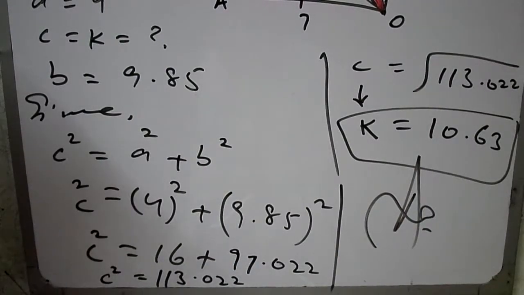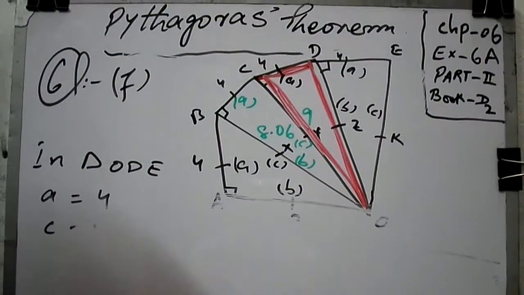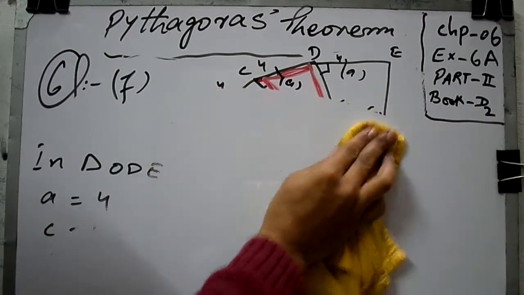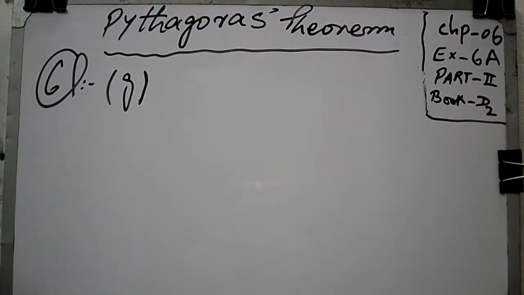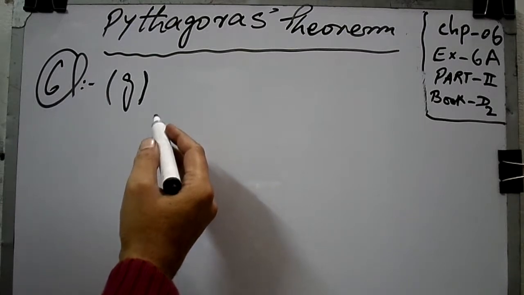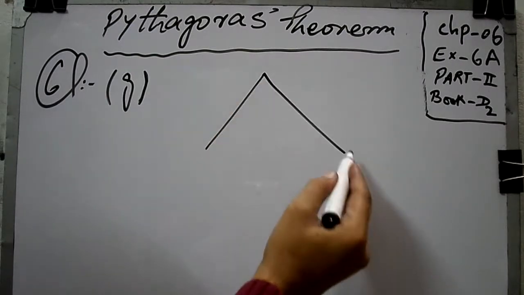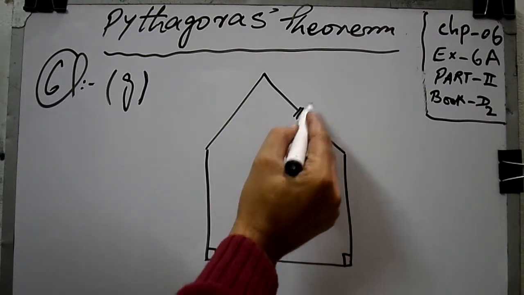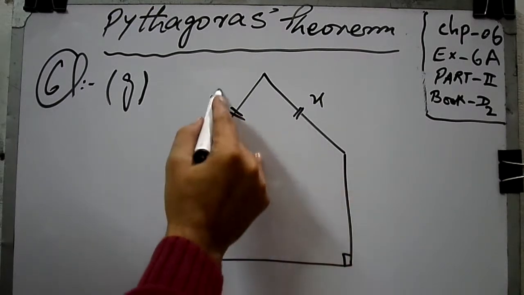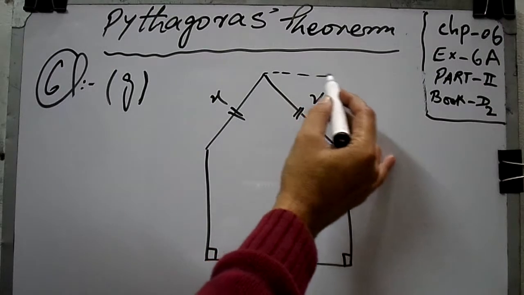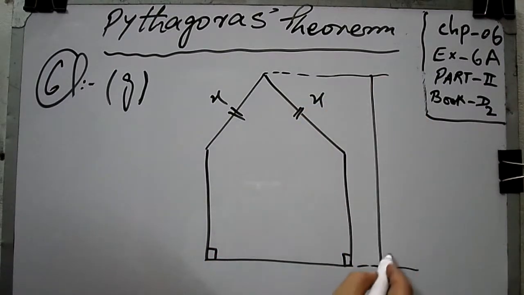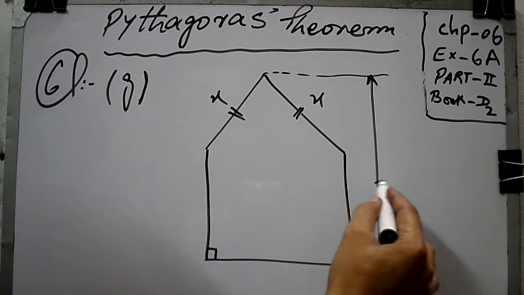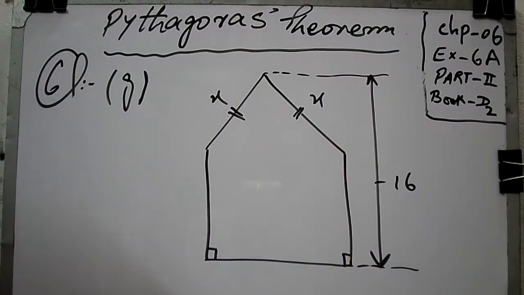Now coming to the last part of this exercise, which is very important. Now question number 6, part G. The given diagram is like this. That is 90, and that is also 90. We have to find this x. These two cuts mean both are equal. It is given that up to this portion is 16. In your textbook you can see this is the last question, last part.